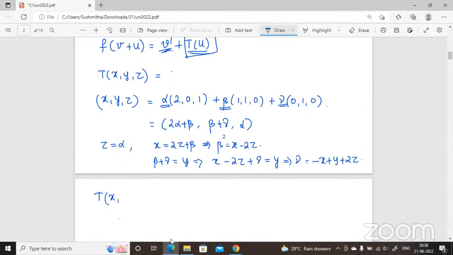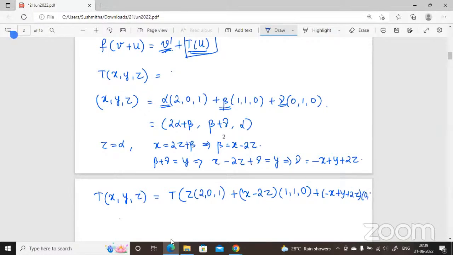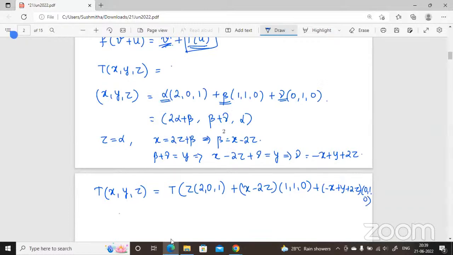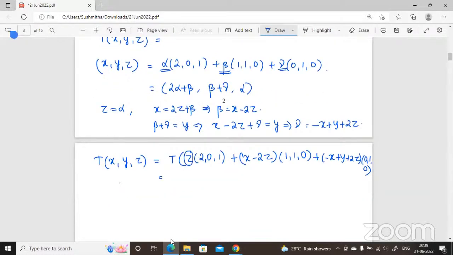So T of x comma y comma z is equal to T of alpha, which is z, times 2 comma 0 comma 1, plus beta, which is x minus 2z, times 1 comma 1 comma 0, plus minus x plus y plus 2z times 0 1 0. Now these are numbers alpha, beta, gamma. I can take them out of the linear transformation, and I know the linear transformation on the basis.